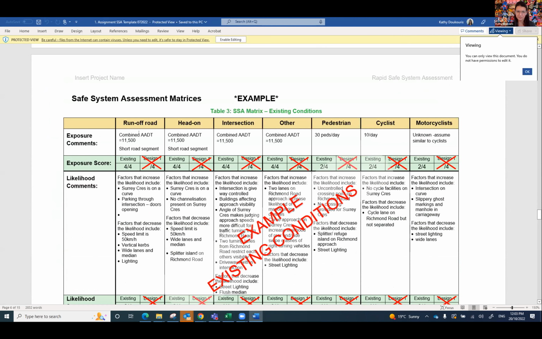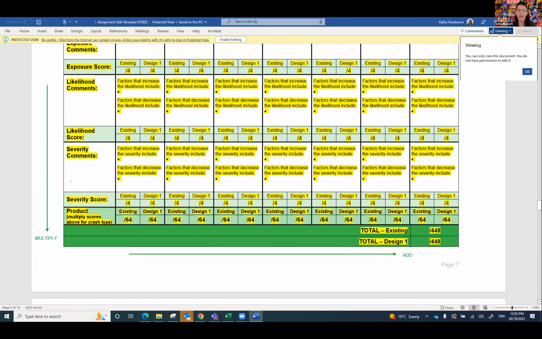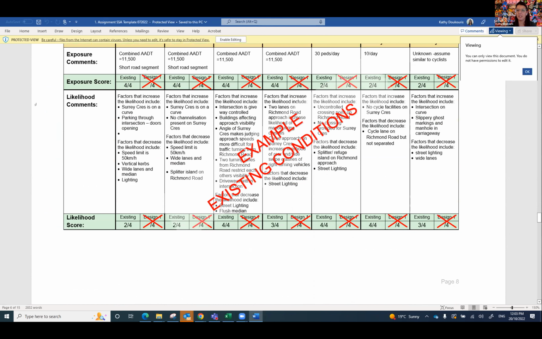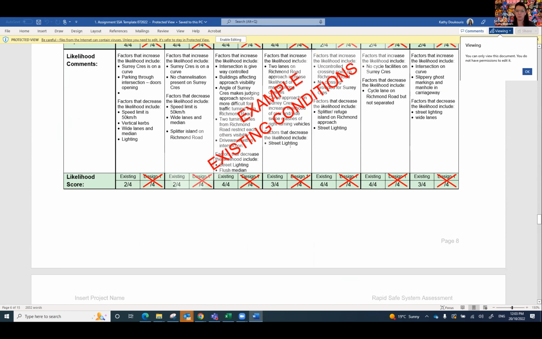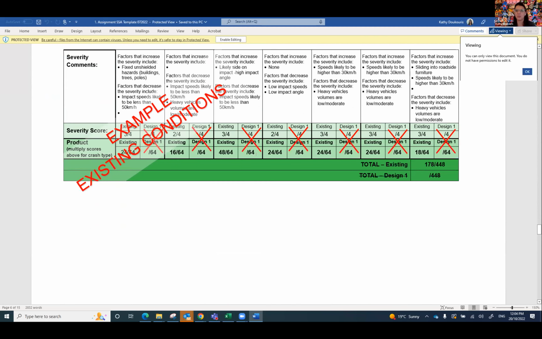So here's an example. You pop in your exposure comments and you pop in your scores for each of those in this one up here, and so on and so forth, the likelihood and severity. And then you multiply down. There's this helpful reminder here, multiply down and add across, and then you get your existing conditions score. Again, if you're not quite sure, can't remember, whatever the case may be, jump in and have a look at the example, and you can delete that example once you're done. But this one's really just showing you one that's already been completed.